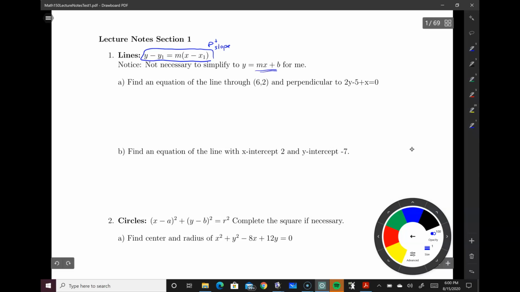y = mx + b, that's usually a nice way that a textbook likes to write it in the back. I'm not going to be concerned about that. And there's not very often we're going to get the y-intercept to help us. So let's go to it.